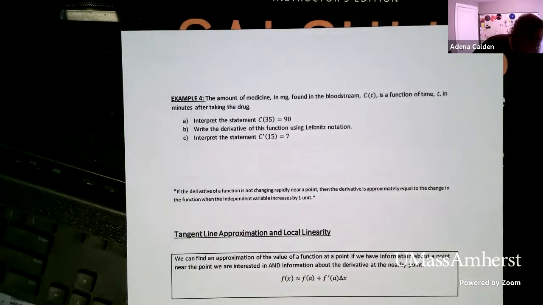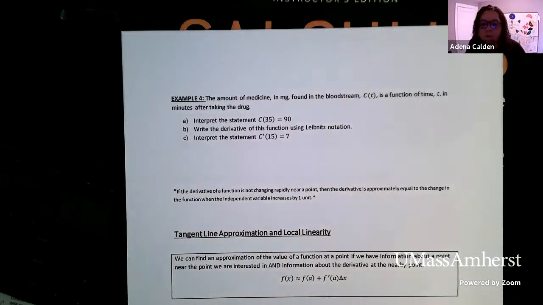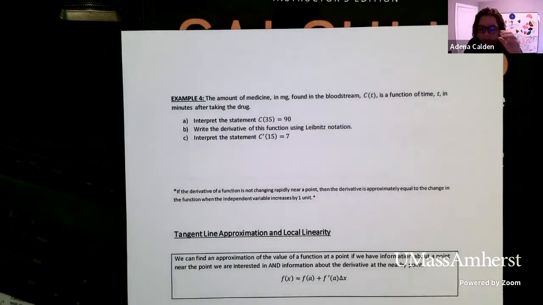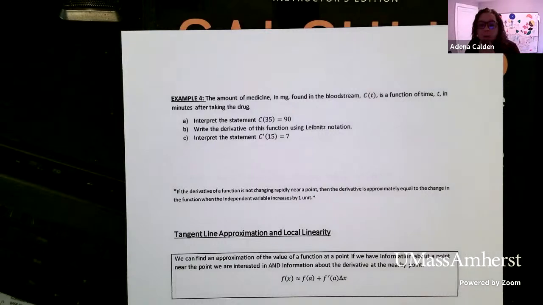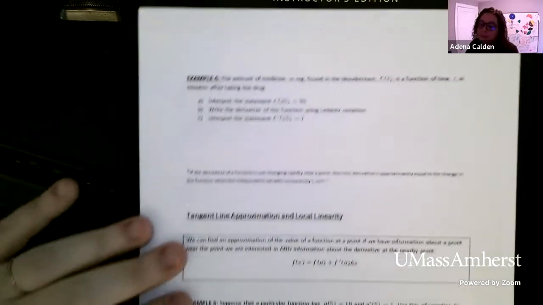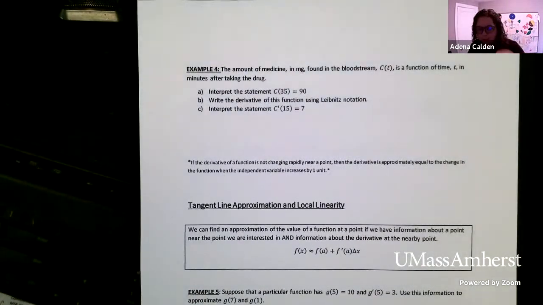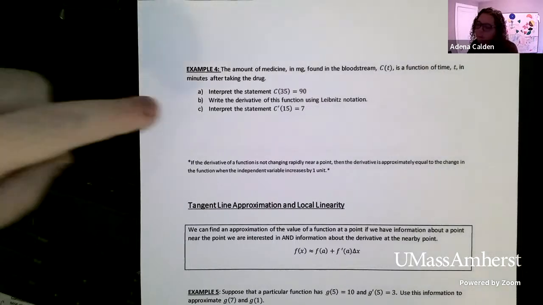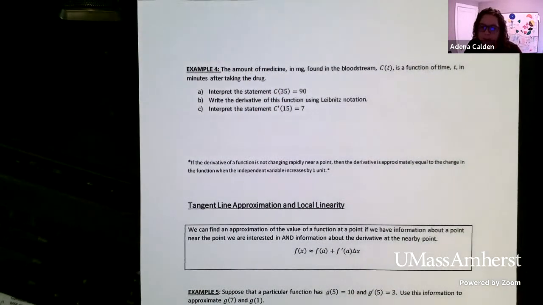Well, let's look at another one. Just a couple of practice types of things here. The amount of medicine in mg, which is milligrams, found in the bloodstream, C of t, is a function of time t in minutes after taking the drug. So what does that mean? Let's say you have a headache and you take an Advil. If someone was measuring the amount of Advil in your blood, that's what we are measuring here. So it's the amount of whatever medicine it is in milligrams that's in your bloodstream after a certain amount of time of taking the drug.